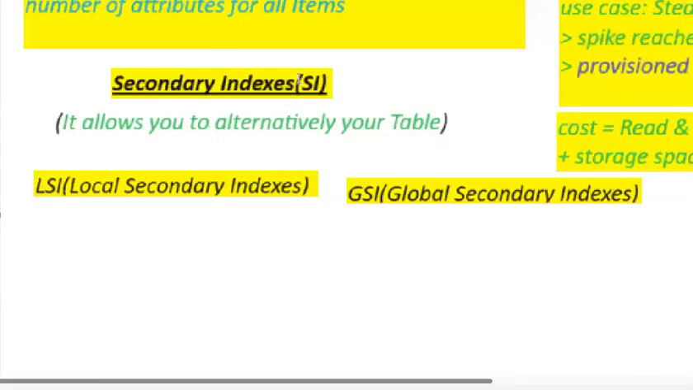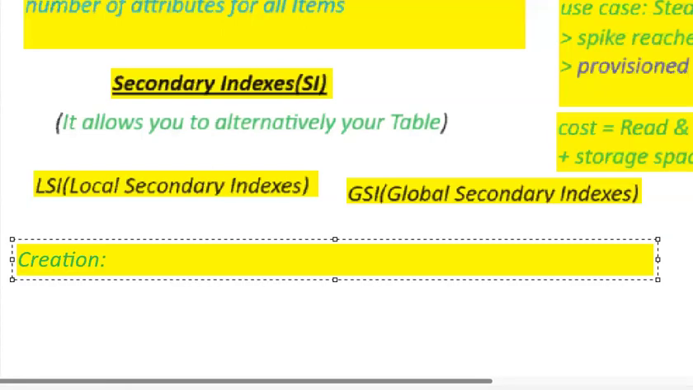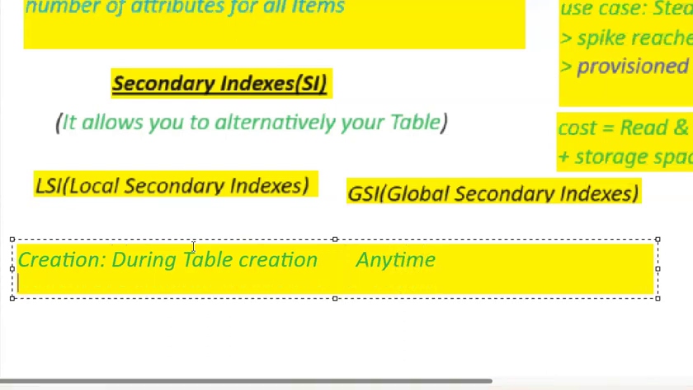These secondary indexes are again classified into two types. First one is local secondary indexes and second one is global secondary indexes. Coming to local secondary indexes, we can only create them during table creation. Whereas global secondary indexes, we can create at any time.